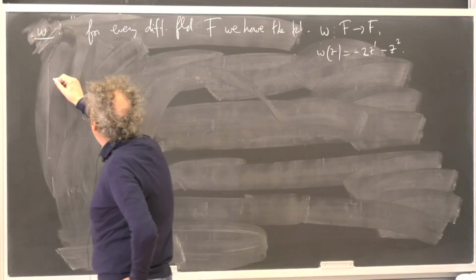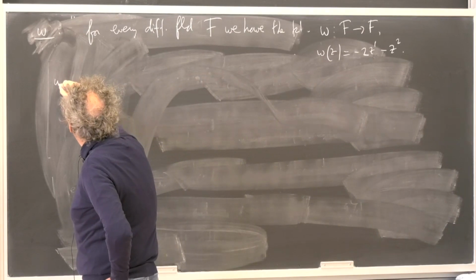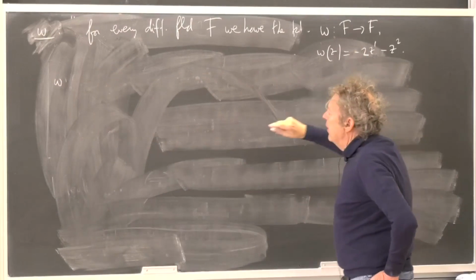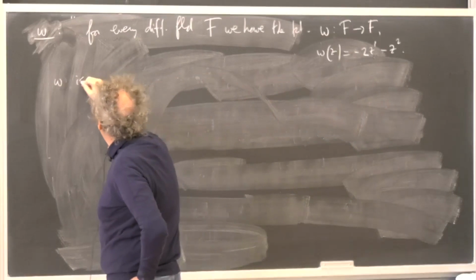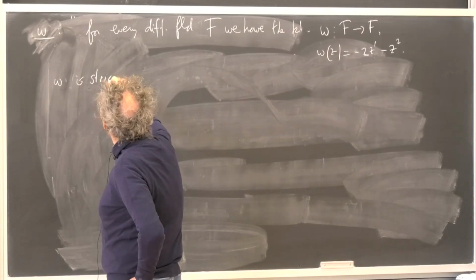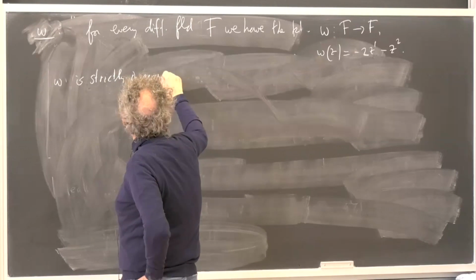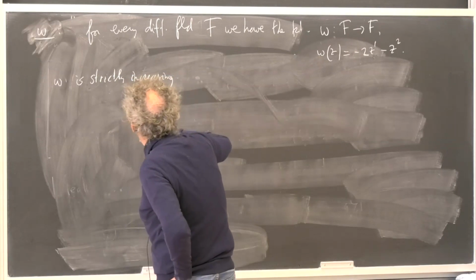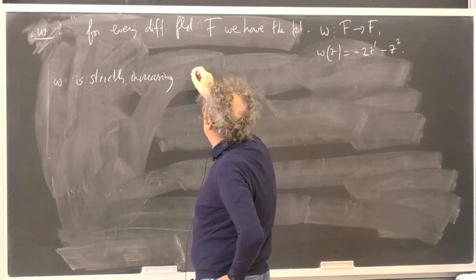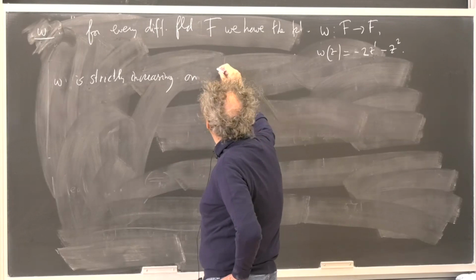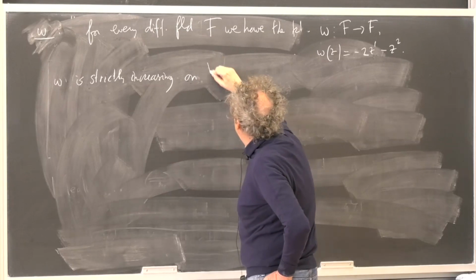And then the point is that omega as a function is strictly increasing, not a trivial fact, on the left part of lambda.